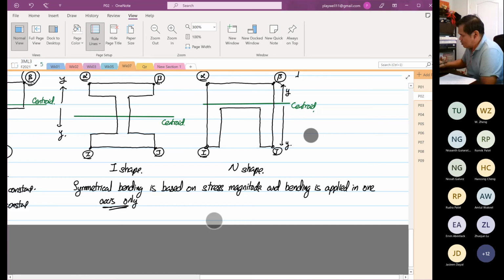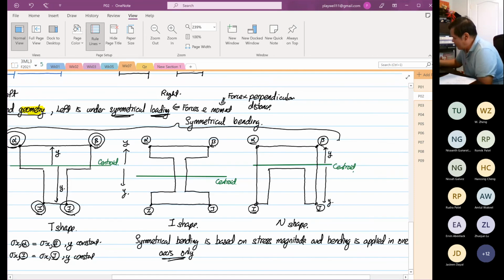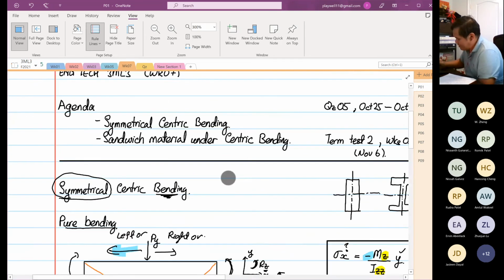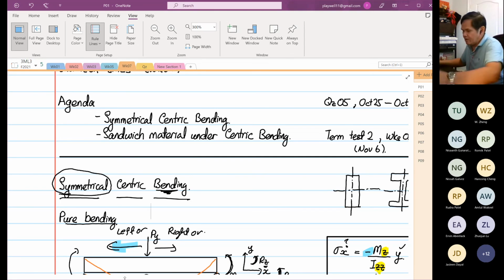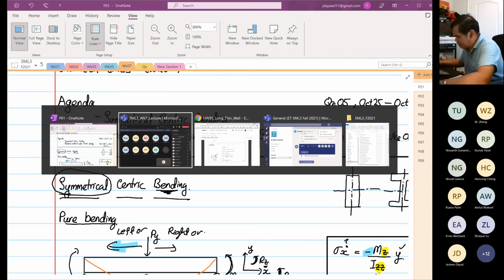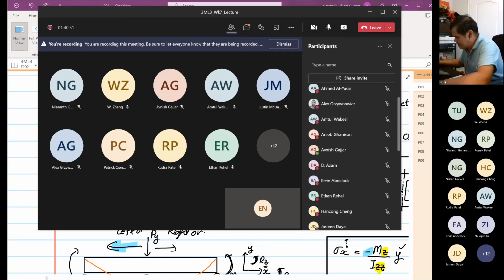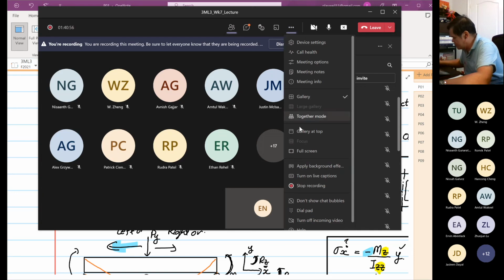So it took us 1.5 hours to explain what we mean by symmetrical centric bending. Okay, so go for a break. We come back at 10:45. Then we will immediately do an example. And as I said, this topic is not as difficult as shearing stress. Go for a break.